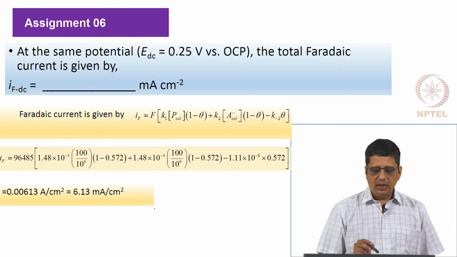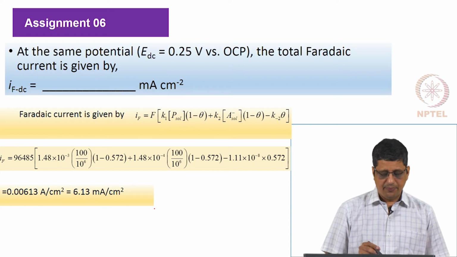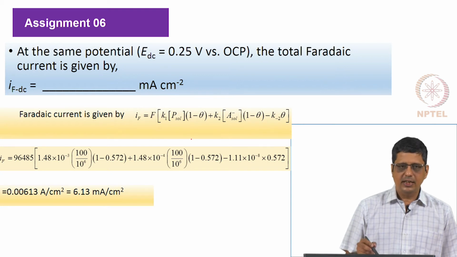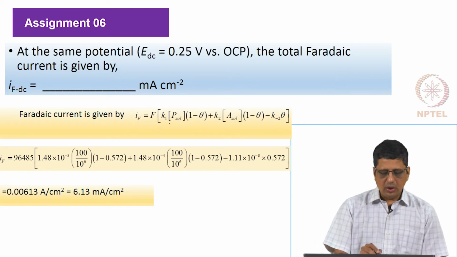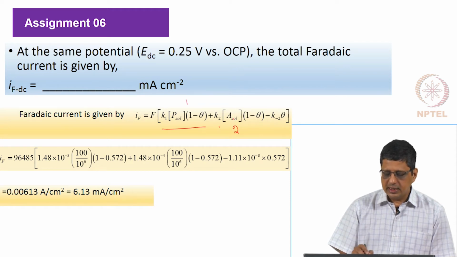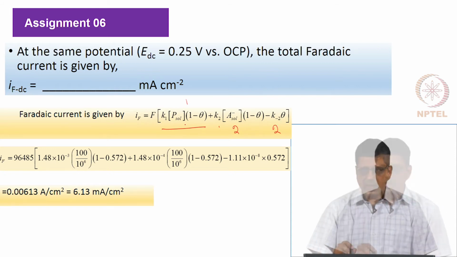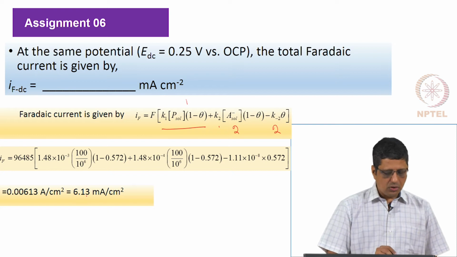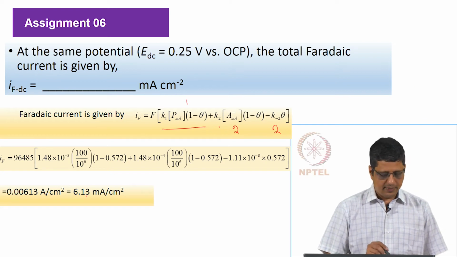And at that potential, what is the total Faraday current? Now, the first step contributes to the current, the second forward reaction as well as the reverse reaction contribute to the current. So, the total current is given by K1 P solution (1 minus theta). This is the first step, this is the second step forward reaction, this is the second step reverse reaction. Get the algebraic sum, substitute for these values and you would get close to 6 milliamps per centimeter square.